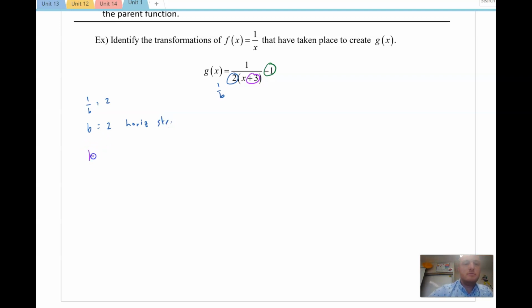K value, which I'm not talking about right now. H value is negative 3. We're going to the left. And then k value is equal to negative 1. It's going down. All right, I know I'm lame.